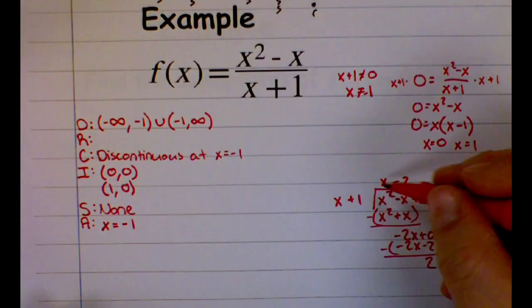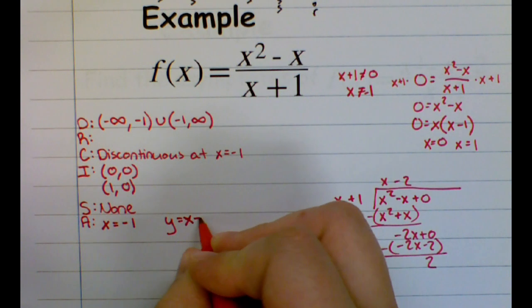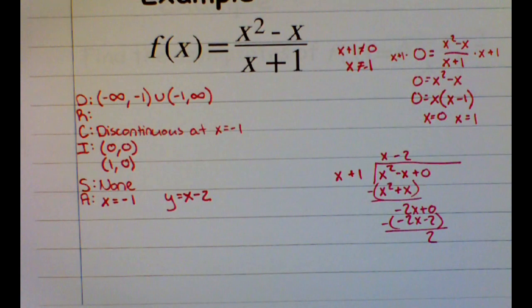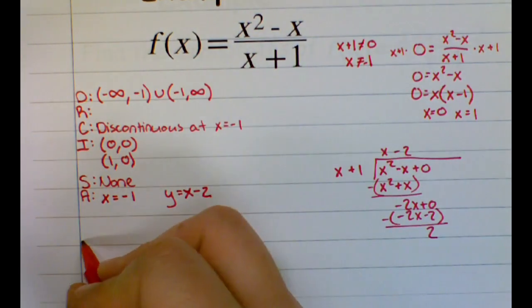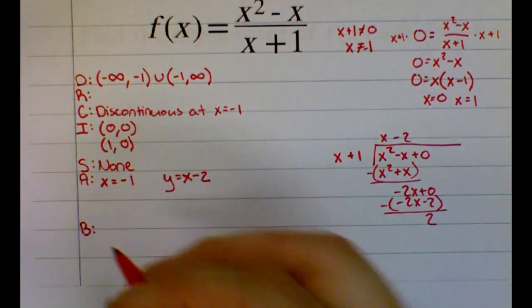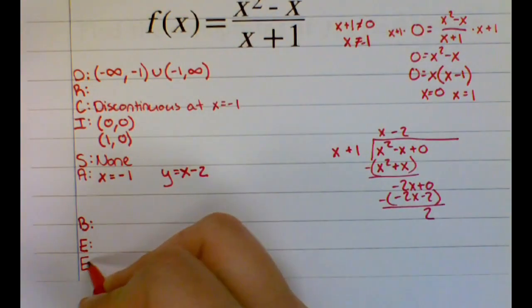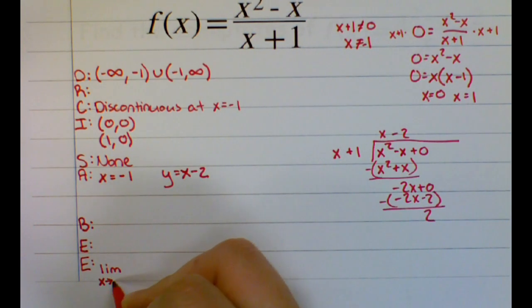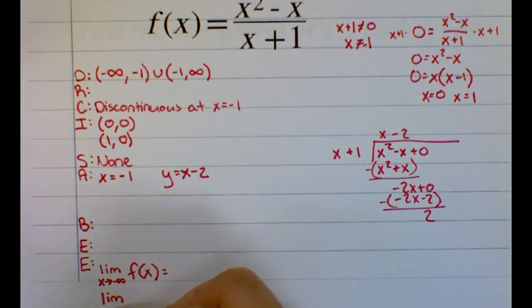And it doesn't matter, we don't care about the remainder. Y equals x minus 2. Oops, x minus 2. That is my slant asymptote. I'm going to leave a little space there because there's something else we're going to have to write. B, boundedness. That's something we'll talk about in a moment. E, extrema. We'll also get there. E, end behavior. Also get there, but remember that is the limit as x approaches negative infinity and the limit as x approaches positive infinity.